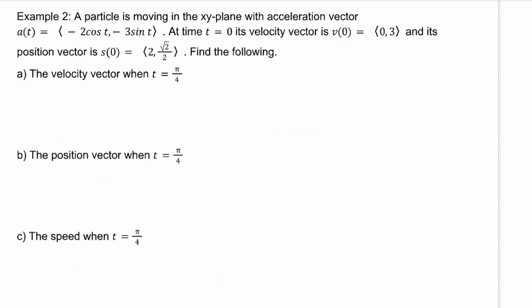Example 2. A particle is moving in the xy plane with acceleration vector here. At time t equals 0, its velocity vector is 0, 3, and its position vector is 2, root 2 over 2. Find the following. They've given us the acceleration vector, and they're asking for the velocity vector.